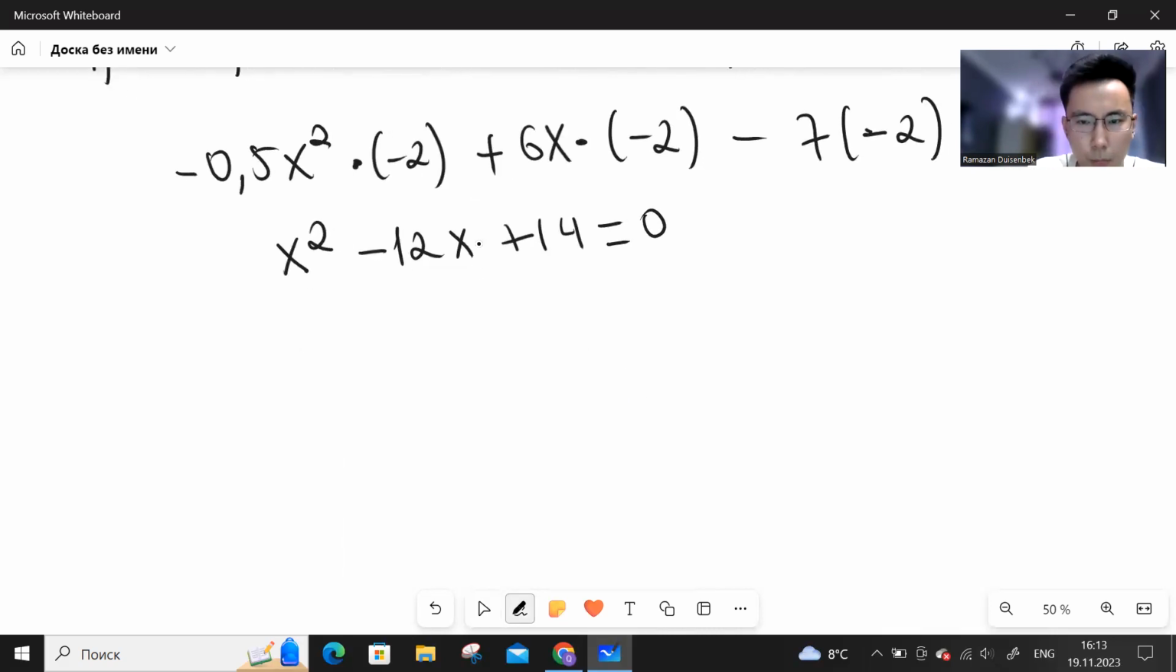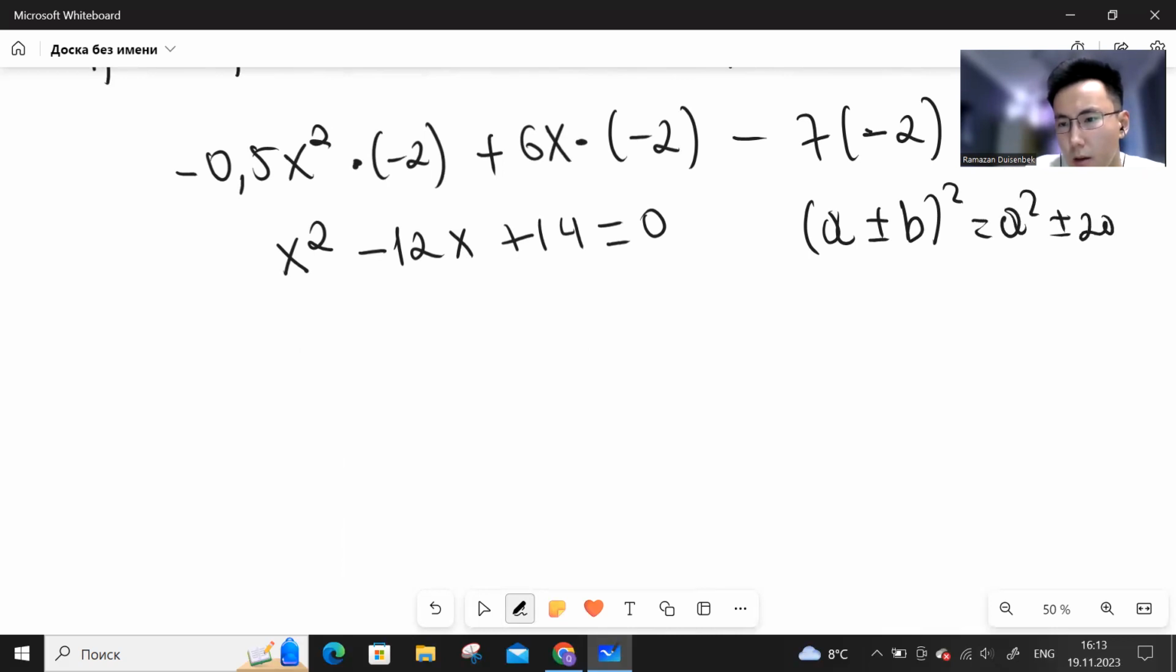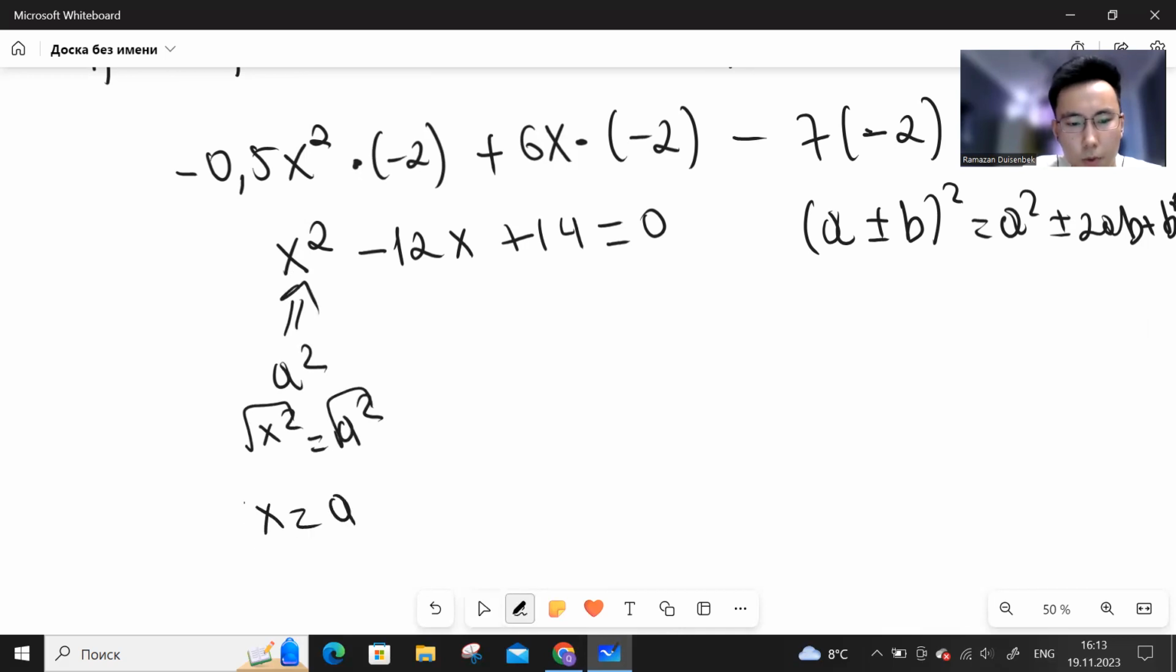Now, completing the square, I have shown you in the classroom something like this. So I'm gonna bring my equation to this format. X squared is instead of my a squared. So x squared equals a squared. I'm gonna take both sides under the square root, and I will get just x equals a.